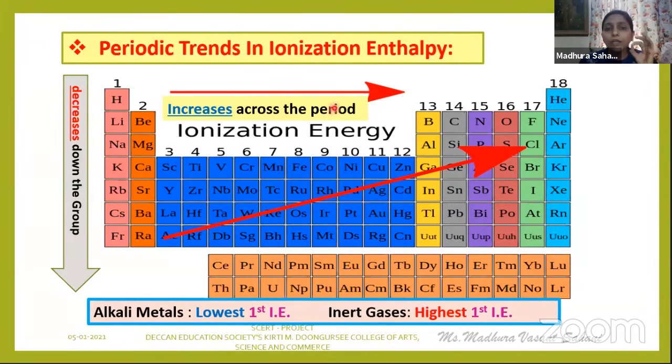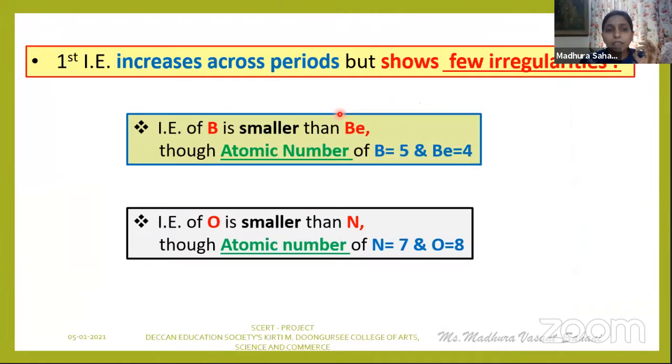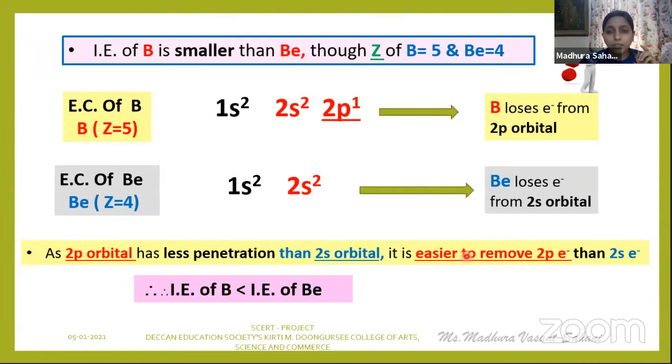However, a few irregularities are seen across the period. What are those? We study that in the next slide. Now see here, these two major irregularities are seen. The ionization enthalpy of boron is smaller than beryllium, though the atomic number of beryllium is 4 and boron is 5. The second type of question is that the ionization enthalpy of oxygen is smaller than nitrogen, though the atomic number of nitrogen is 7 and oxygen is 8. Let us reason out both questions in the next slide.